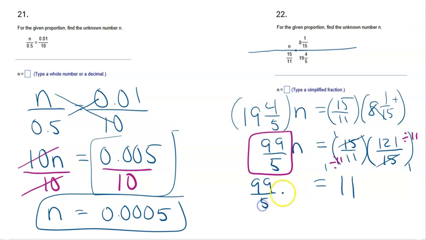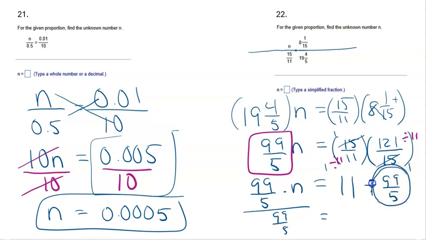Now I have 99/5 times n. Now remember the last step is I'm going to divide this side by 99/5, and I'm going to divide this side. Now look, I can write it this way if I want to, divided by 99/5, right? Why did I do it this way? So you can tell easily that I'm going to flip. Remember, when you divide by a fraction, you're supposed to flip the divisor. So this is 11 times 5 over 99. Remember, that's 11 over 1.